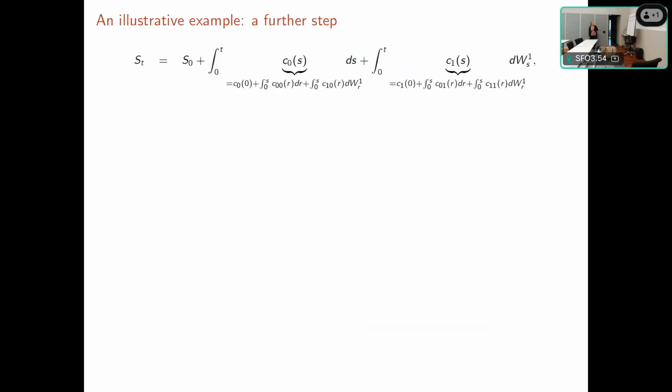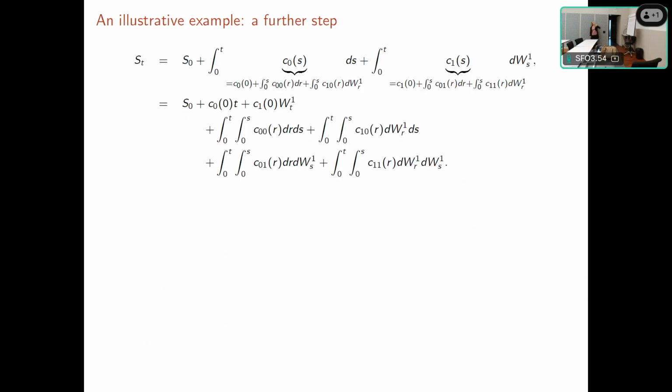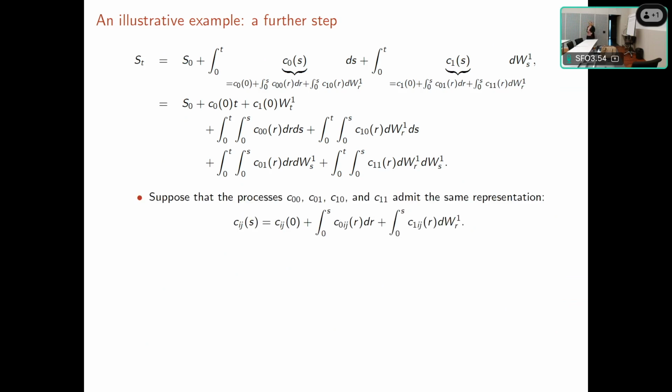So we can do it again. We say, okay, this we already did, this we already did, and we have the double integrals. Now, suppose that each of them are again Ito processes. So each of them can be written as the integral of something dt, plus something dBrownian motion.